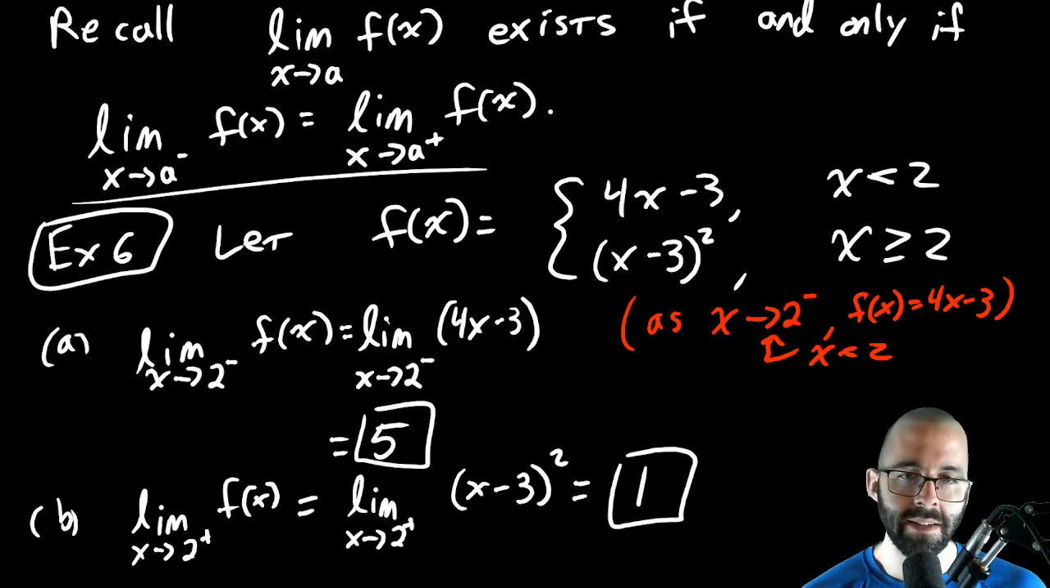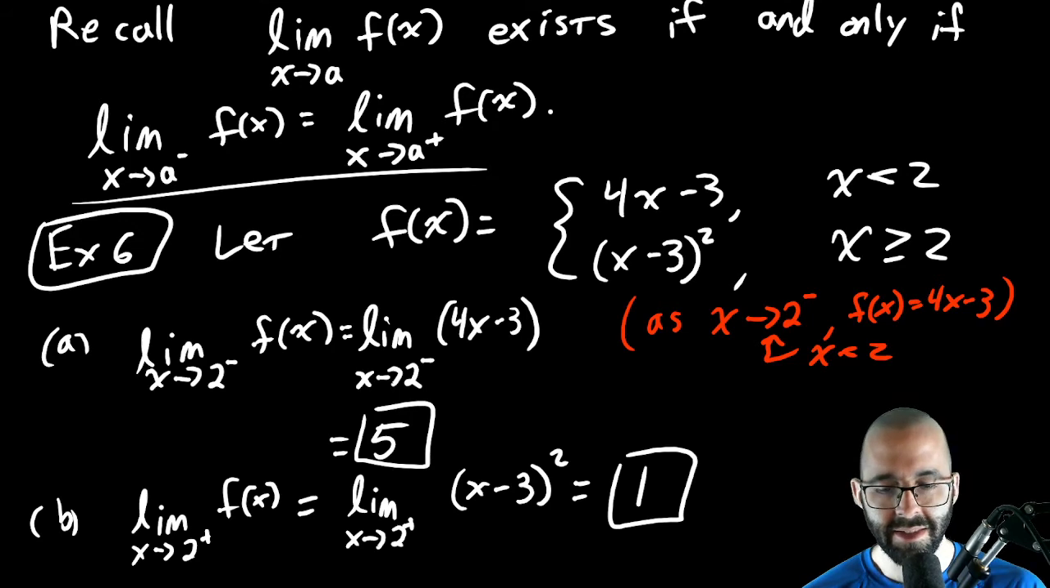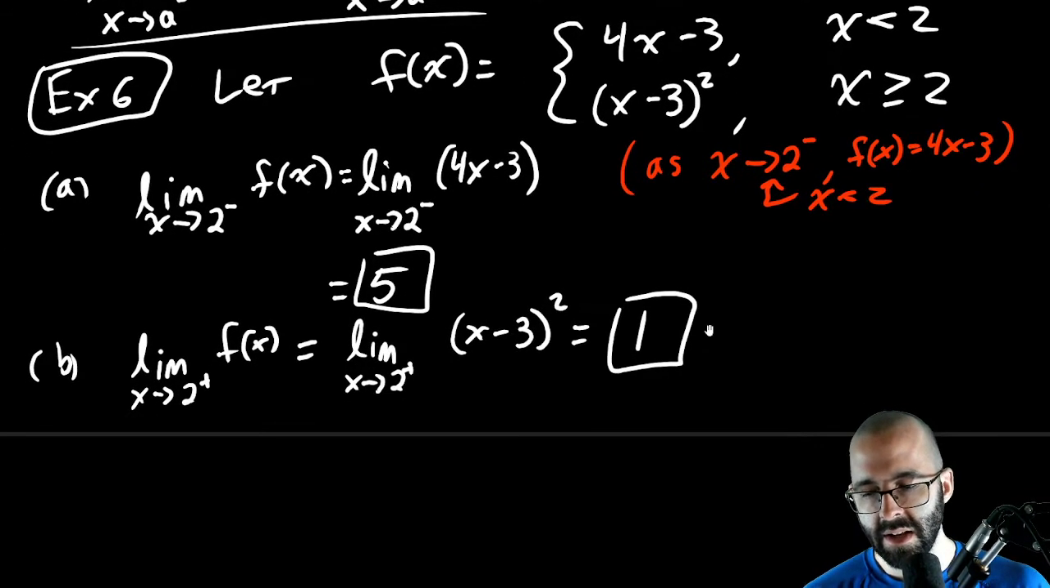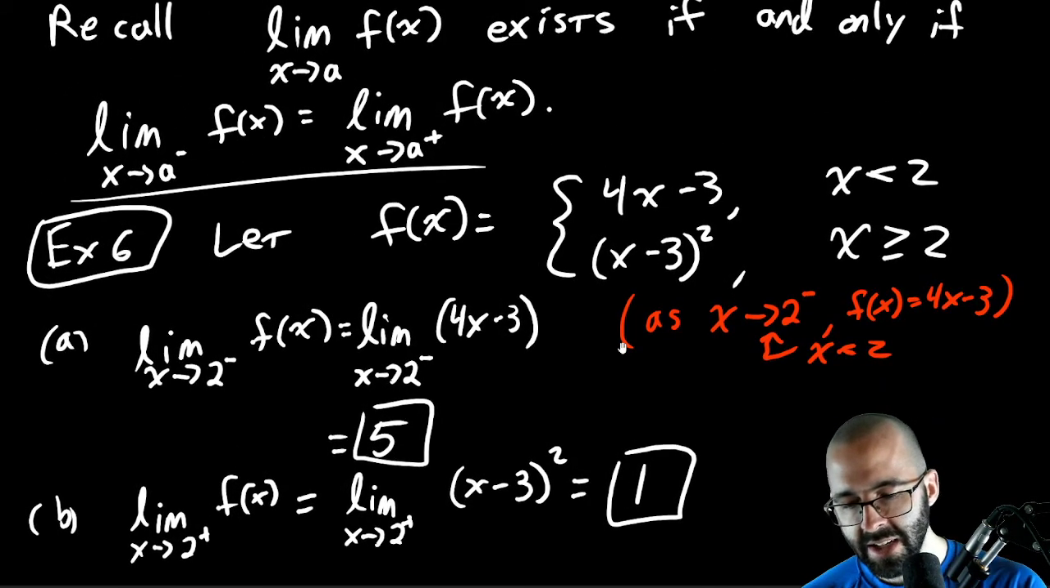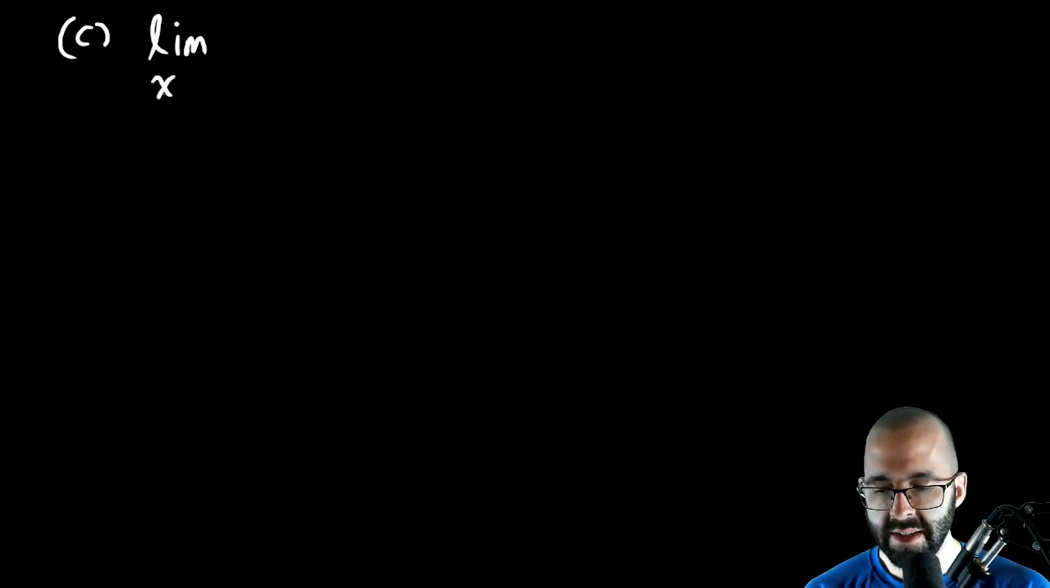So immediately, you might know where I'm going with this. What is the two-sided limit? You should have an idea. The two-sided limit, that's going to be part C. What is the limit as x approaches 2 of this piecewise function?